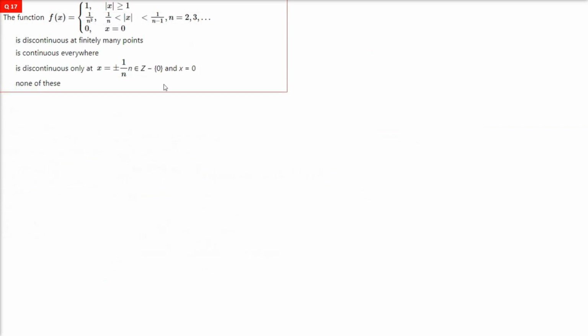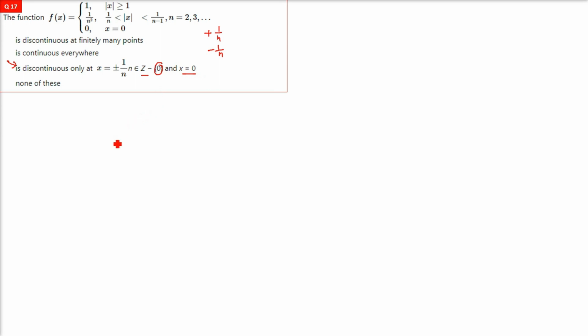Okay, this question is a bit tricky, so I'll give you a hint. I want you to put all your mind and effort here, but I'll give you some hint on how to go about it. I'll give you the solution also. The answer is that it is discontinuous only at x equals plus minus 1 by n, where n belongs to the integers minus 0, and at x equals 0. So plus 1 by n and minus 1 by n, this is what you have to see.